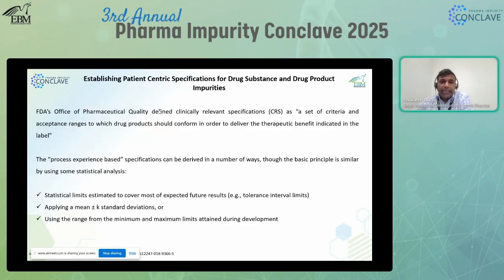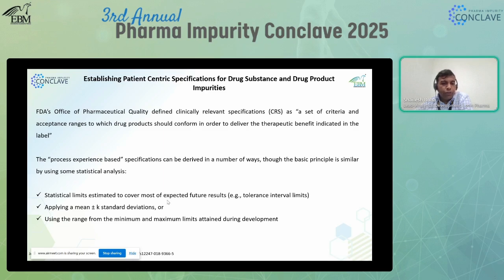Establishing patient-centric specification for drug substance and drug product impurities. We used to call it a clinically relevant specification. Nowadays it is used as a terminology for a set of criteria where the acceptance range of drug products should be confirmed in order to deliver the therapeutic benefit. For the process experience based, or PEB, specification, there are different pathways.